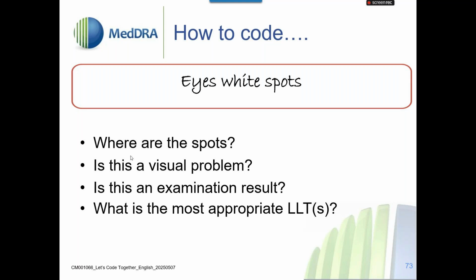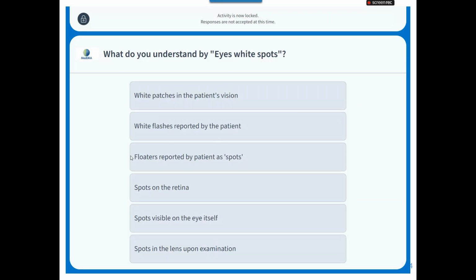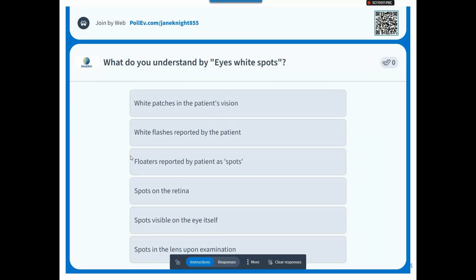Remember, these are all real terms that one of our attendees sent us. This is another one from the set we were sent. What do you understand? Now I'm giving you a choice. These are not MedDRA terms. I'm asking you what you think is happening to the patient. Is it white patches in their vision? Is it flashes reported by the patient, maybe significant for retinal detachment? Is it floaters that the patient may report as being spots, floaters or debris in their vision?